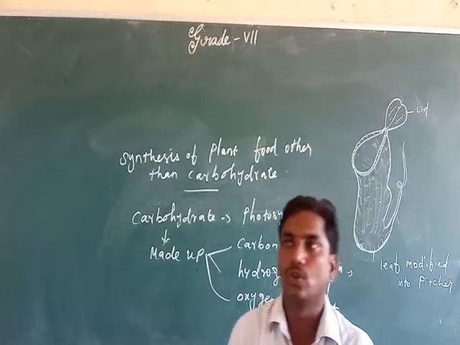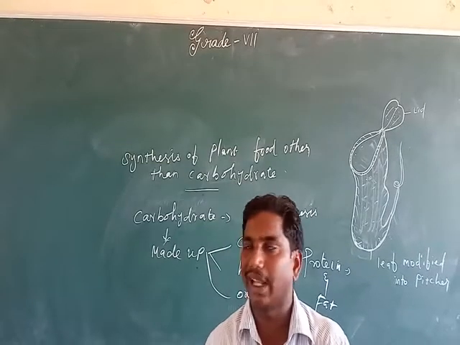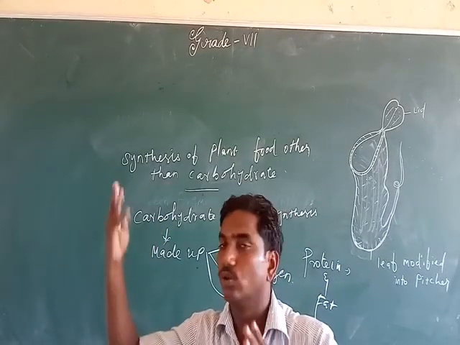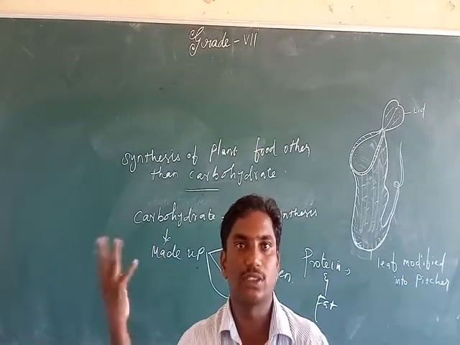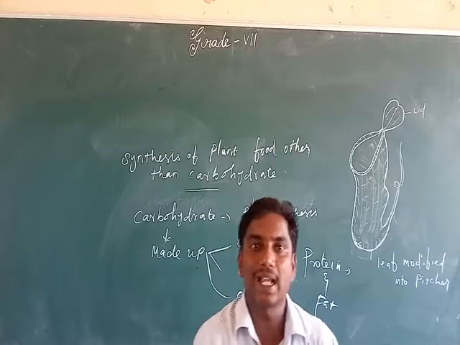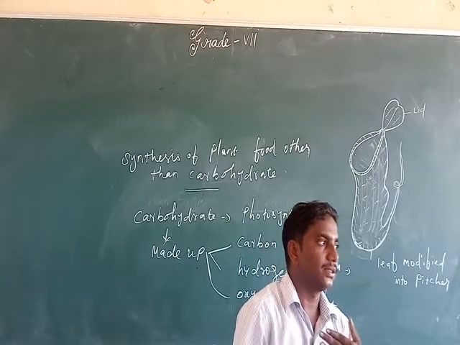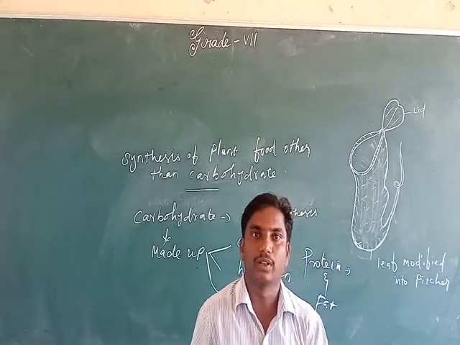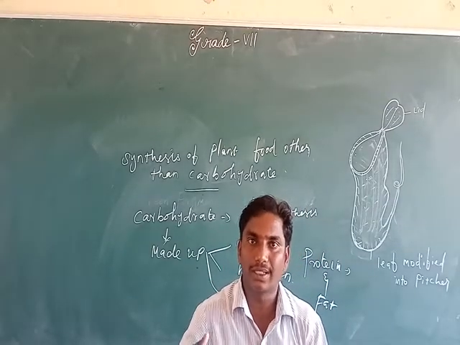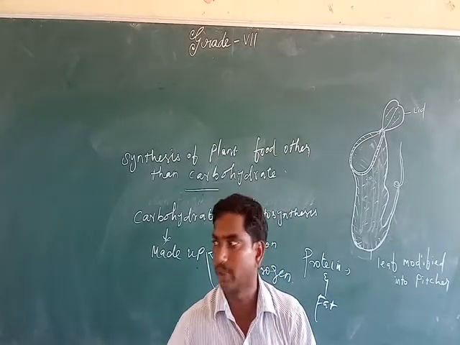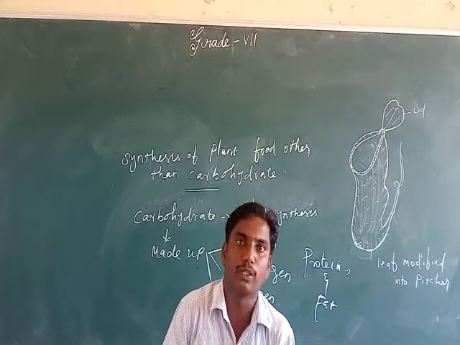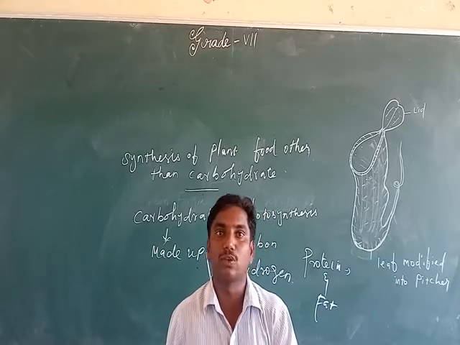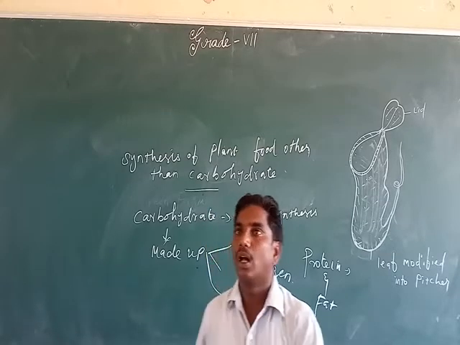Isn't it? The nitrogen is contained throughout the atmosphere. The nitrogen is present in air, but the plant does not get it directly from the air. Then how do plants get nitrogen from the atmosphere? How is it possible?